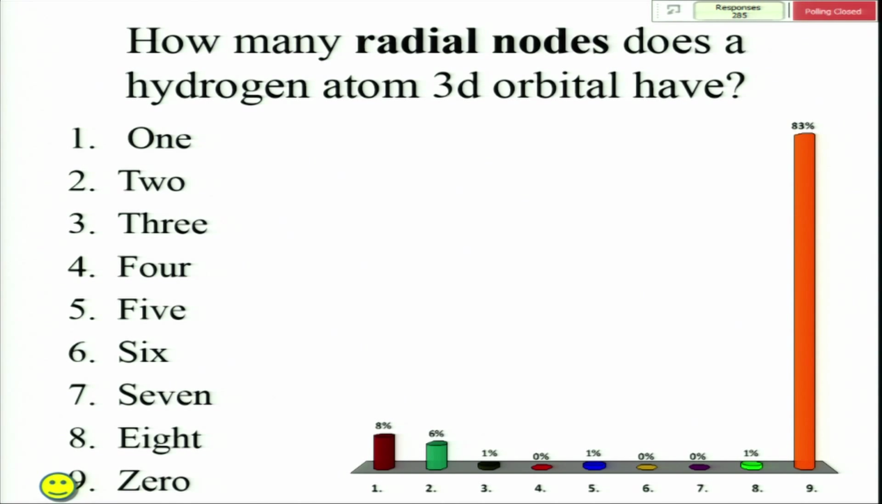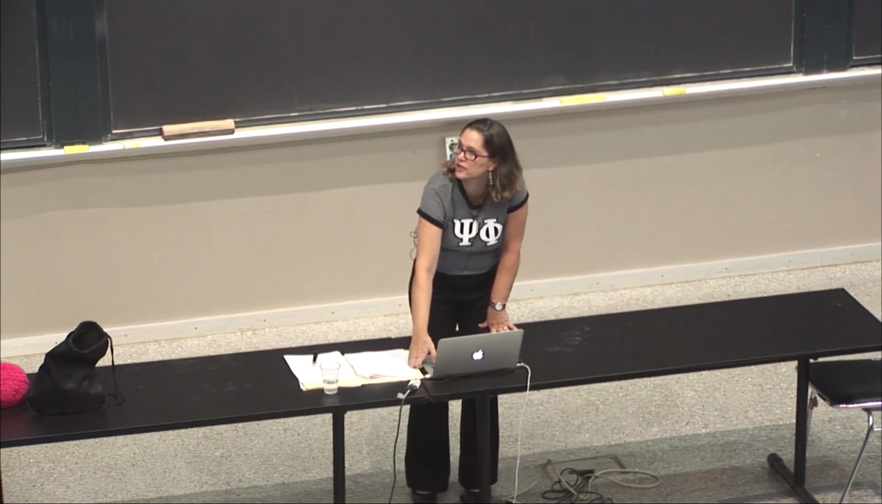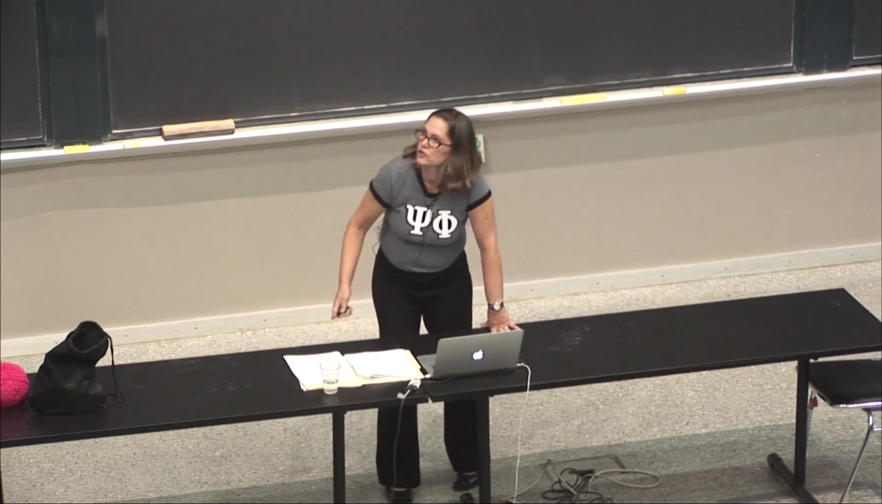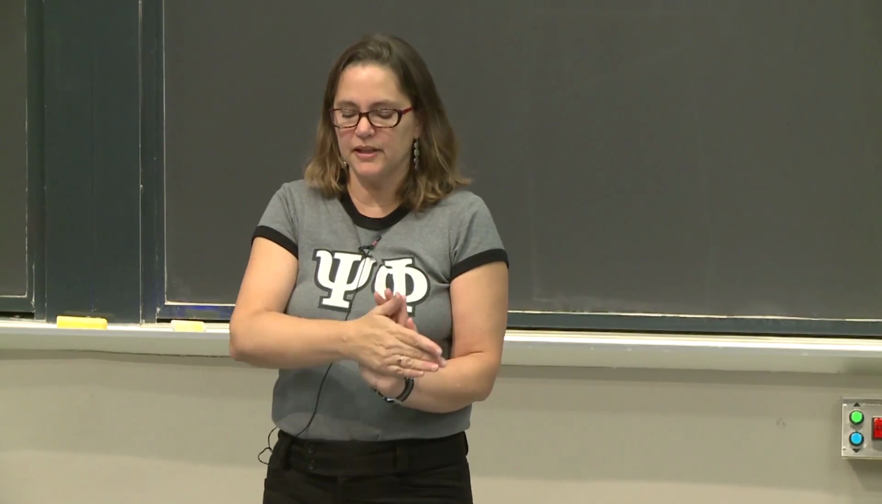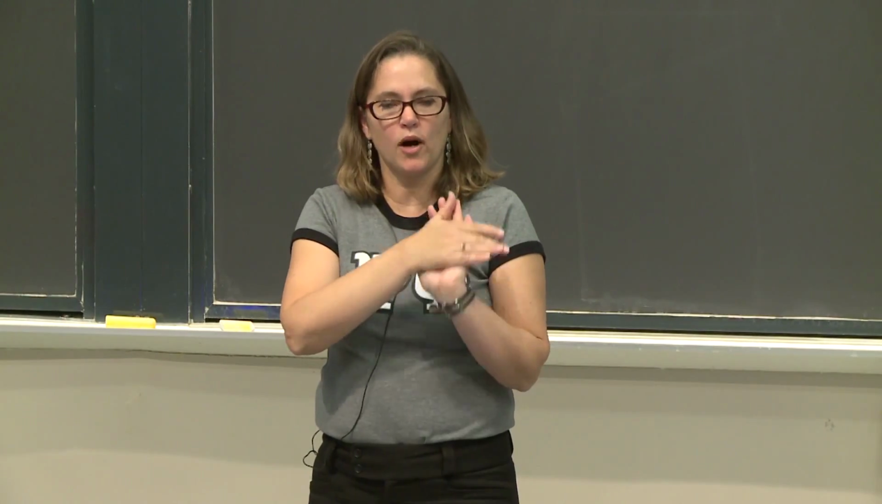And let's just work that out over here. So total nodes for 3d, we have 3 minus 1 or 2. Angular nodes, L equals 2 for d. So radial nodes, we have 3 minus 1 minus 2, or 0. All right, so bring these handouts on Wednesday because we need to go back and look at more radial probability diagrams and talk more about nodes.